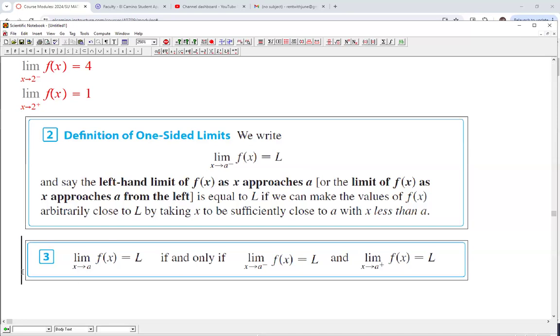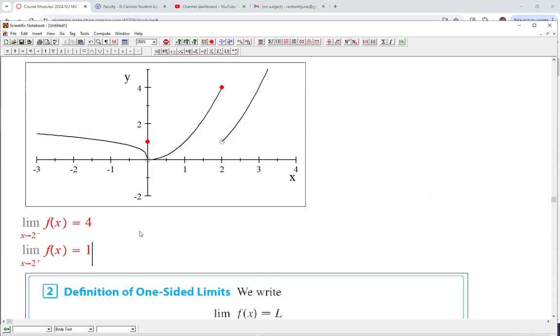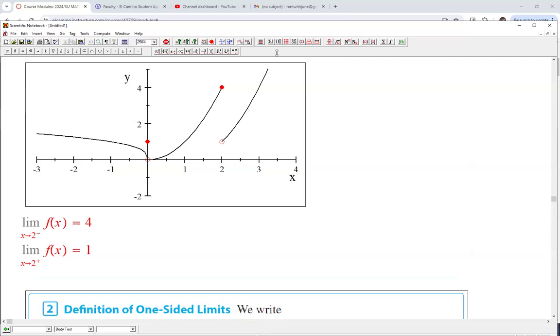And now we have another important result. The limit as x approaches a exists if and only if the approach of input from the left and from the right end up with the same limit. If one of them is not true, then there's no limit. So that's how we decide this limit. Let's see how we use the language.